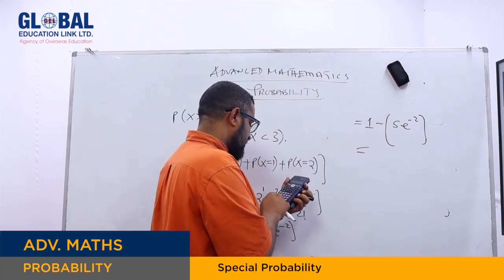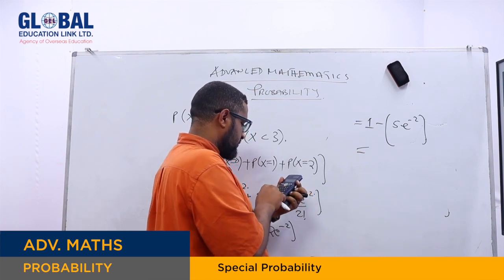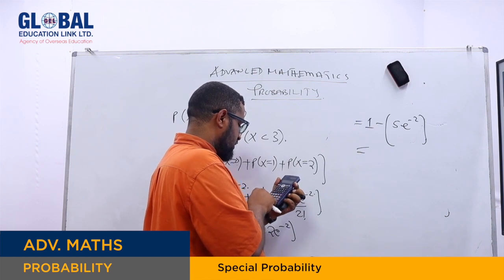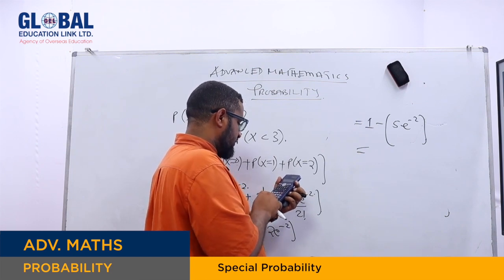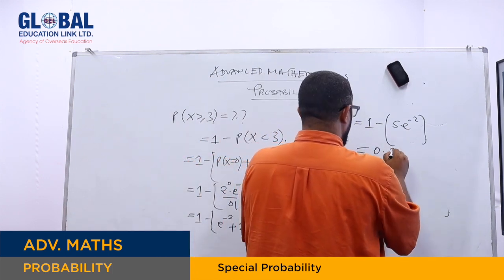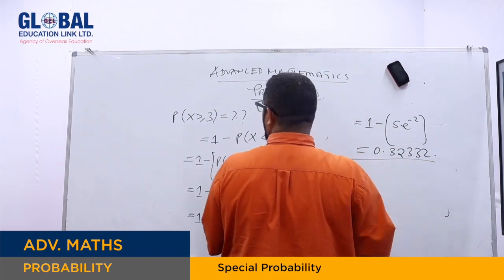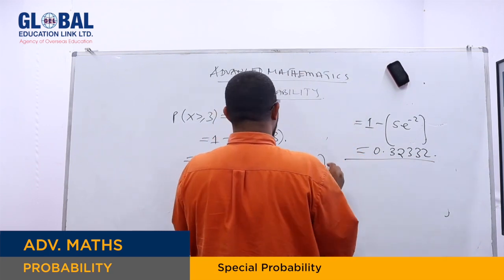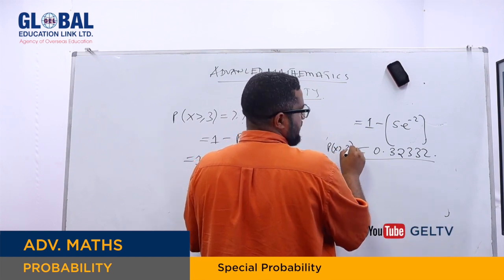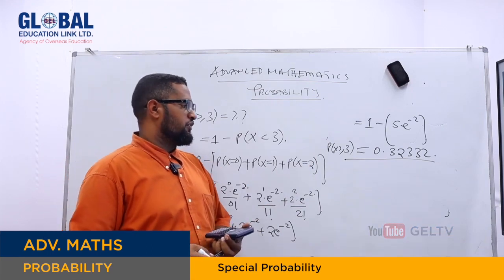Use your calculator, find 1 minus 5e to the power of negative 2. So we'll get 0.3232. So that is the probability of getting at least 3 breakdowns in the question.